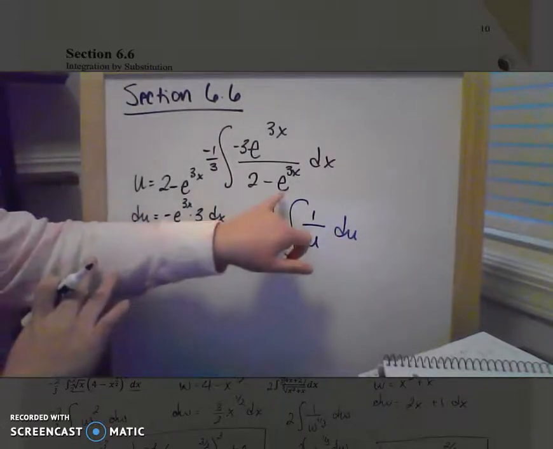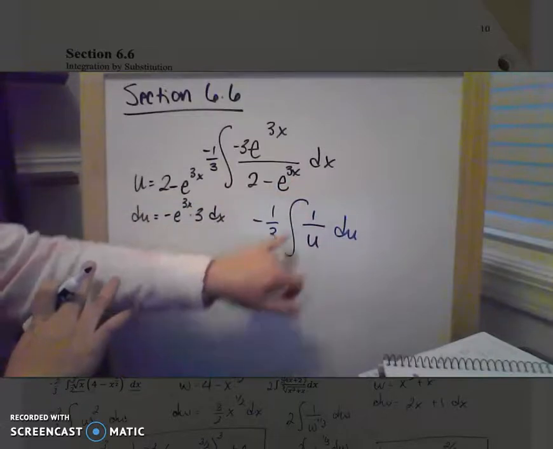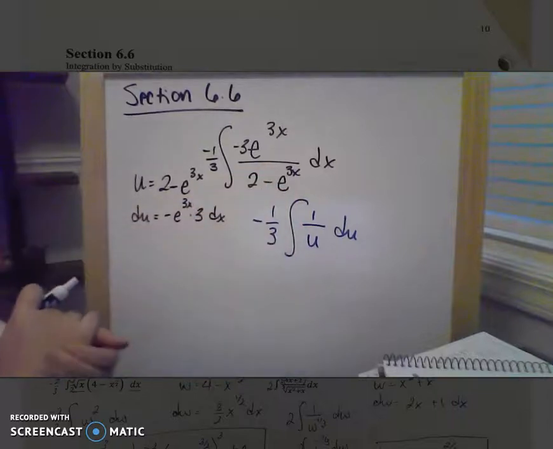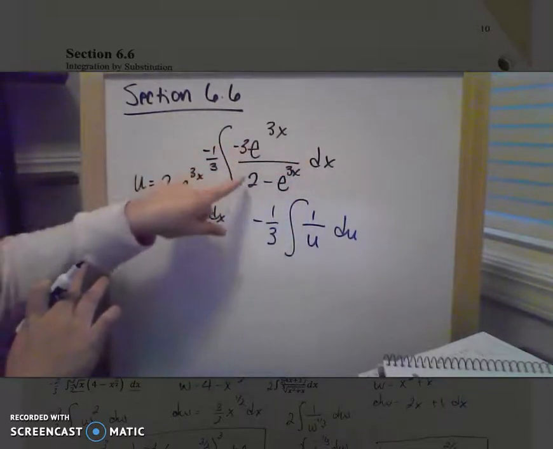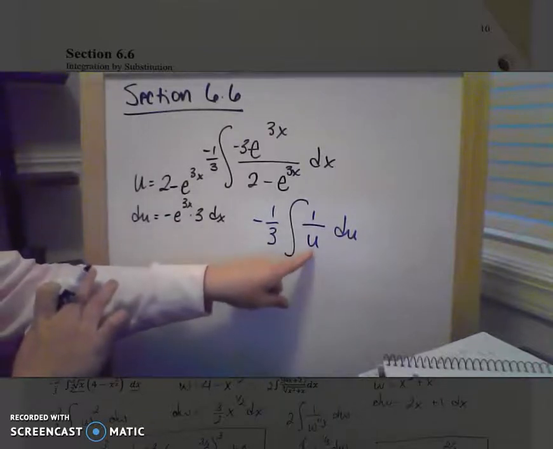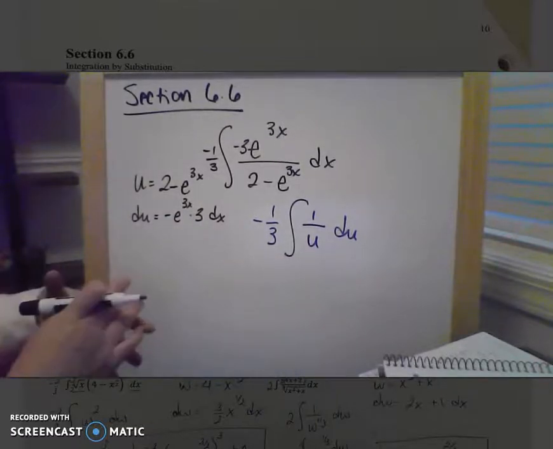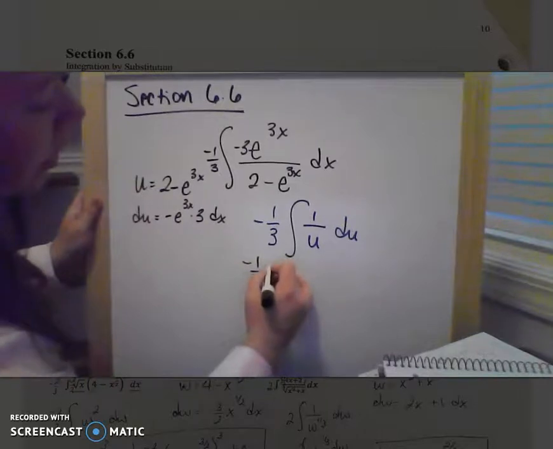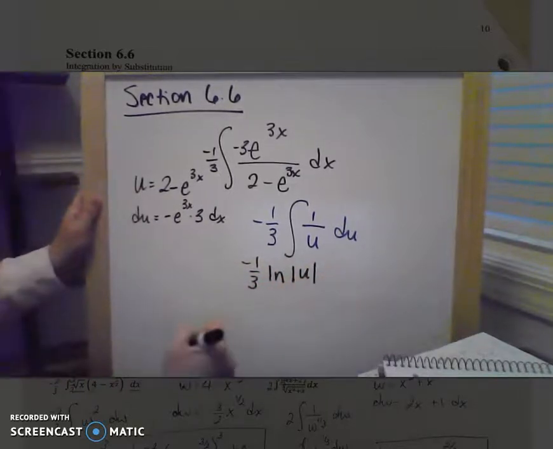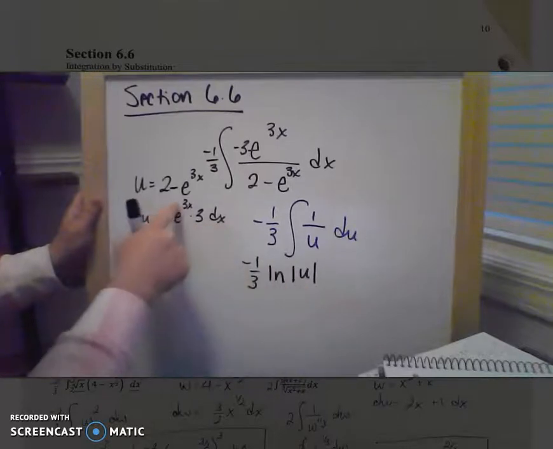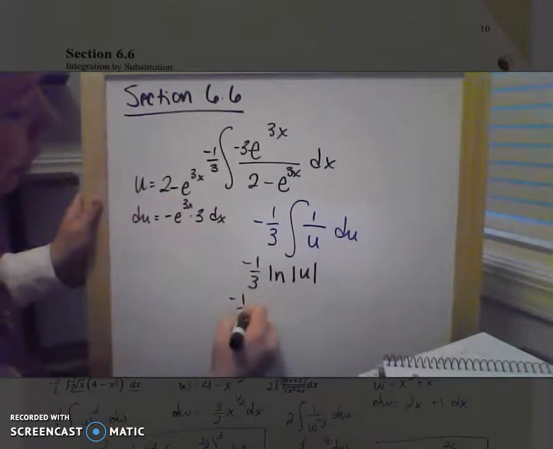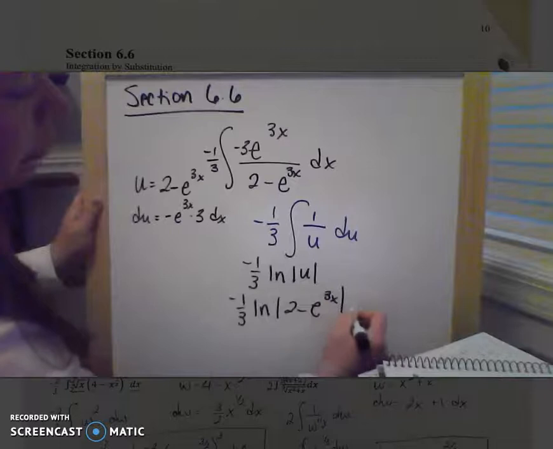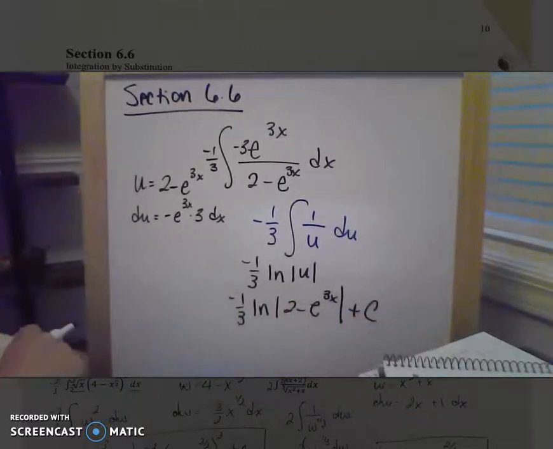And guys, if you just make e to the 3x your u, when you get down here, you'll have 1 over 2 minus u, and then you're right back in the same scenario you started with. So that's why it's advantageous to make the entire denominator u. Because now the antiderivative is really simple. 1 over x, remember, is natural log of the absolute value of x. So in this case, we'll have negative 1/3 times natural log of the absolute value of u. But then never leave u in your answer. Replace u with what it's equal to. So negative 1/3 natural log of the absolute value of 2 minus e to the 3x plus c. That's your answer. All right.